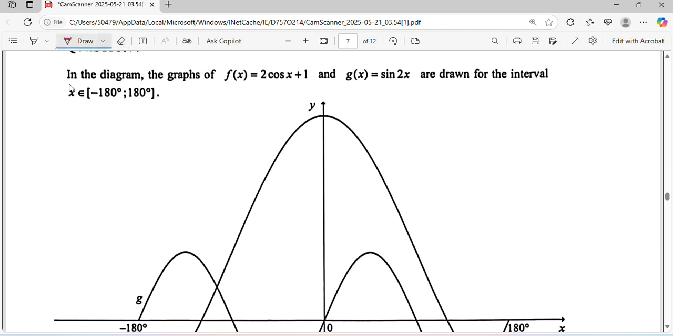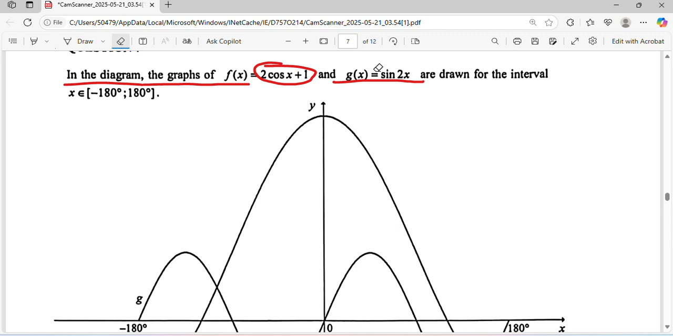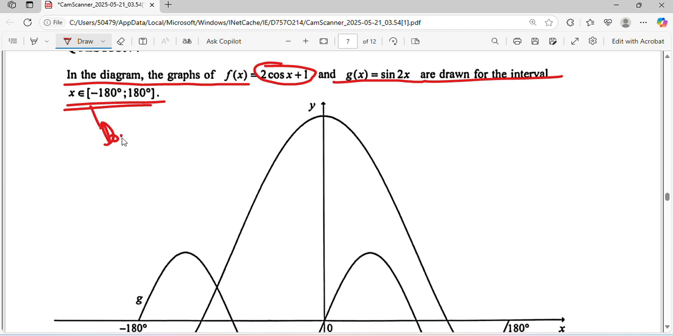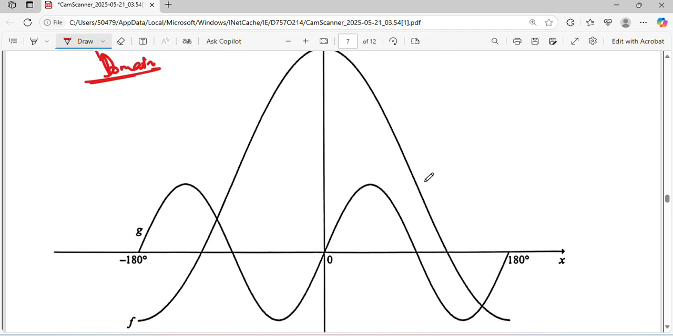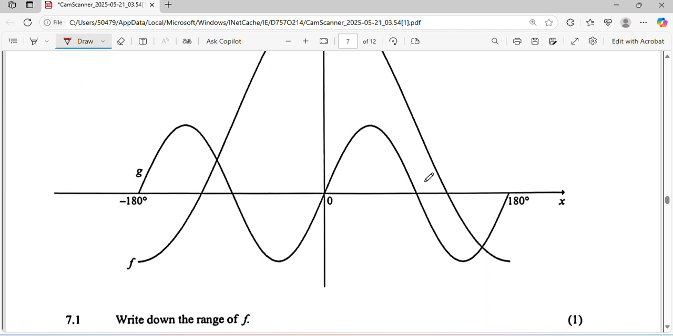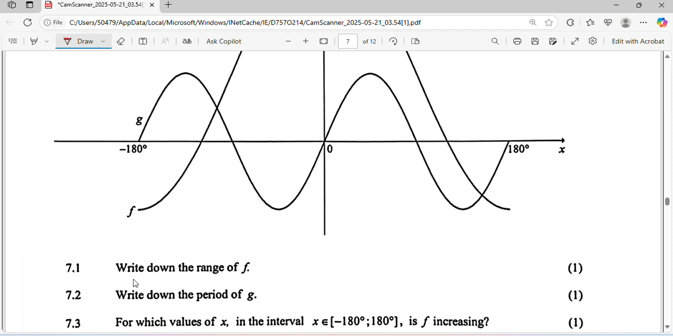Here they say in the diagram we have the graphs of f of x equals 2 cos x plus 1, as well as g of x equals sine 2x. Can you see there's a 2 in front? That means the period is no longer 360 but 180. It has been affected. They are drawn for the interval minus 180 to 180. They are giving you the domain. The domain is given. These are the graphs. They sketch them for you, so likely you don't have to sketch them. The sketch is given to you, right? And the first question, they say write down the range.